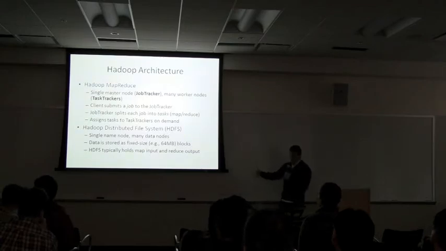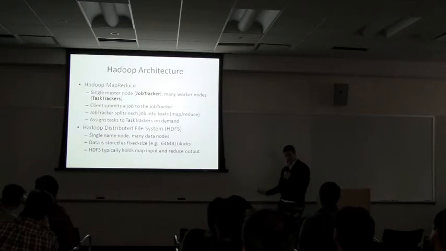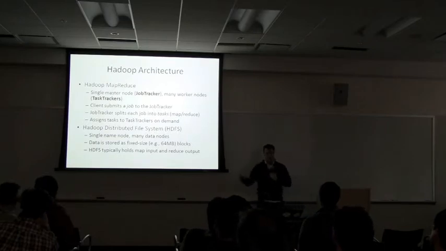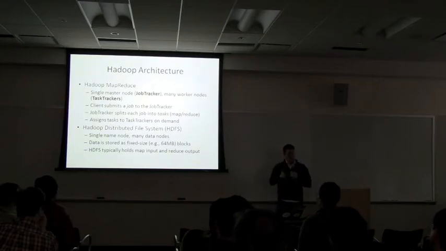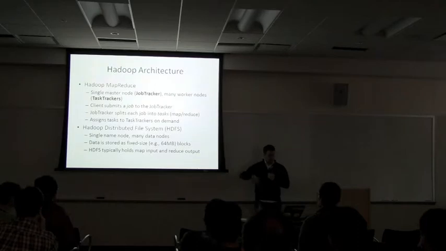The Hadoop distributed file system has a similar look to it. There's a single name node, which keeps track of all the metadata in the file system, and a number of data nodes, which hold the actual data. Now, data is stored in fixed size blocks, usually 64 megabytes, and it usually holds the input to the map task and the output of the reduce task.